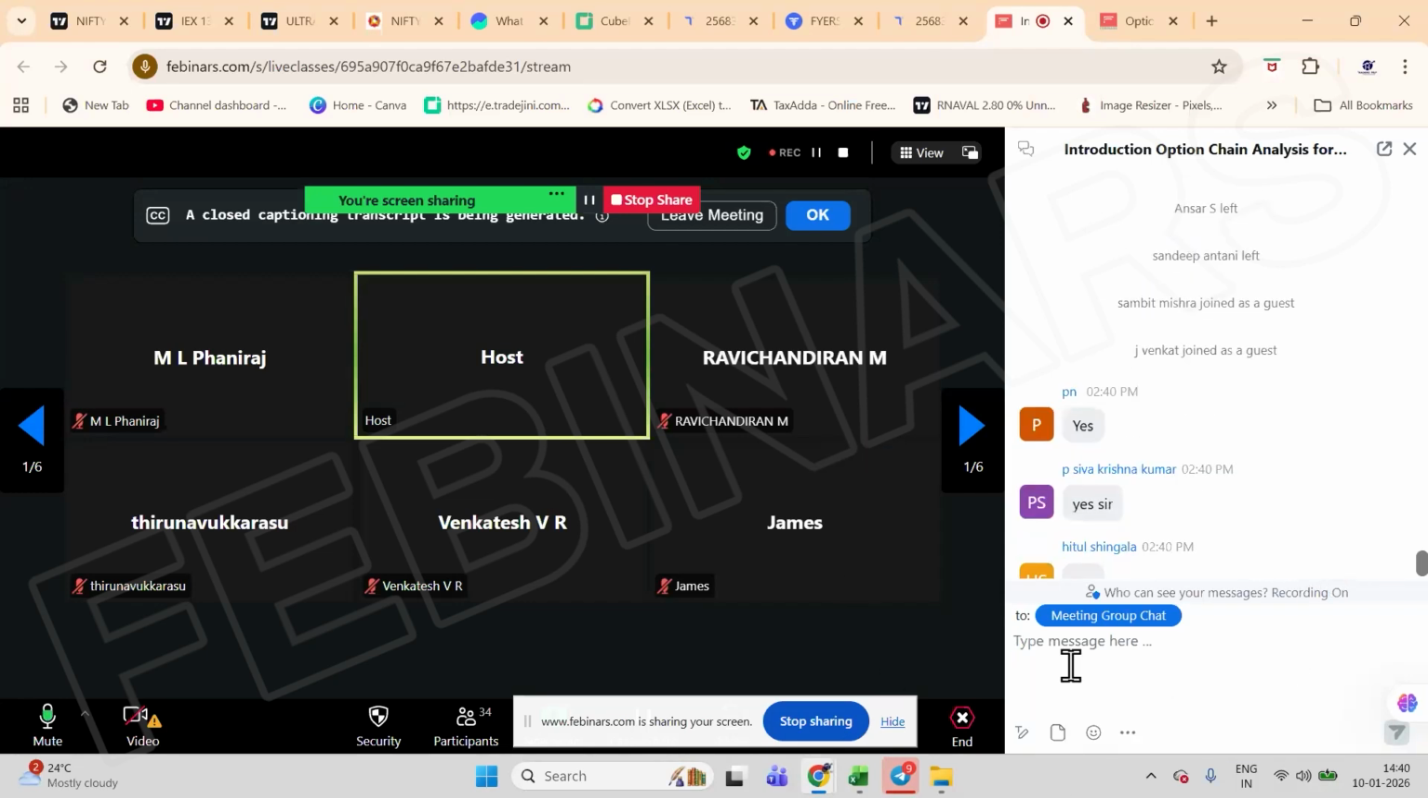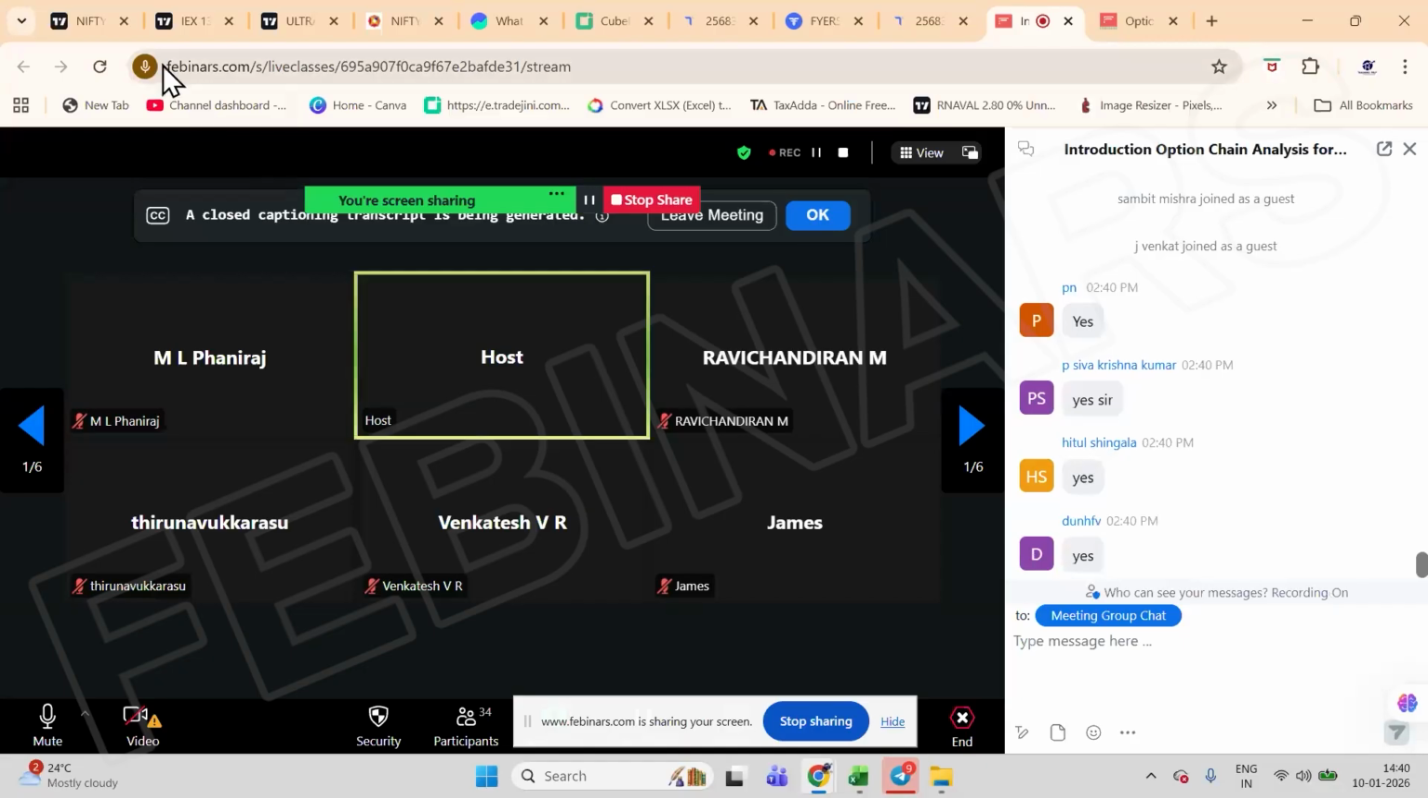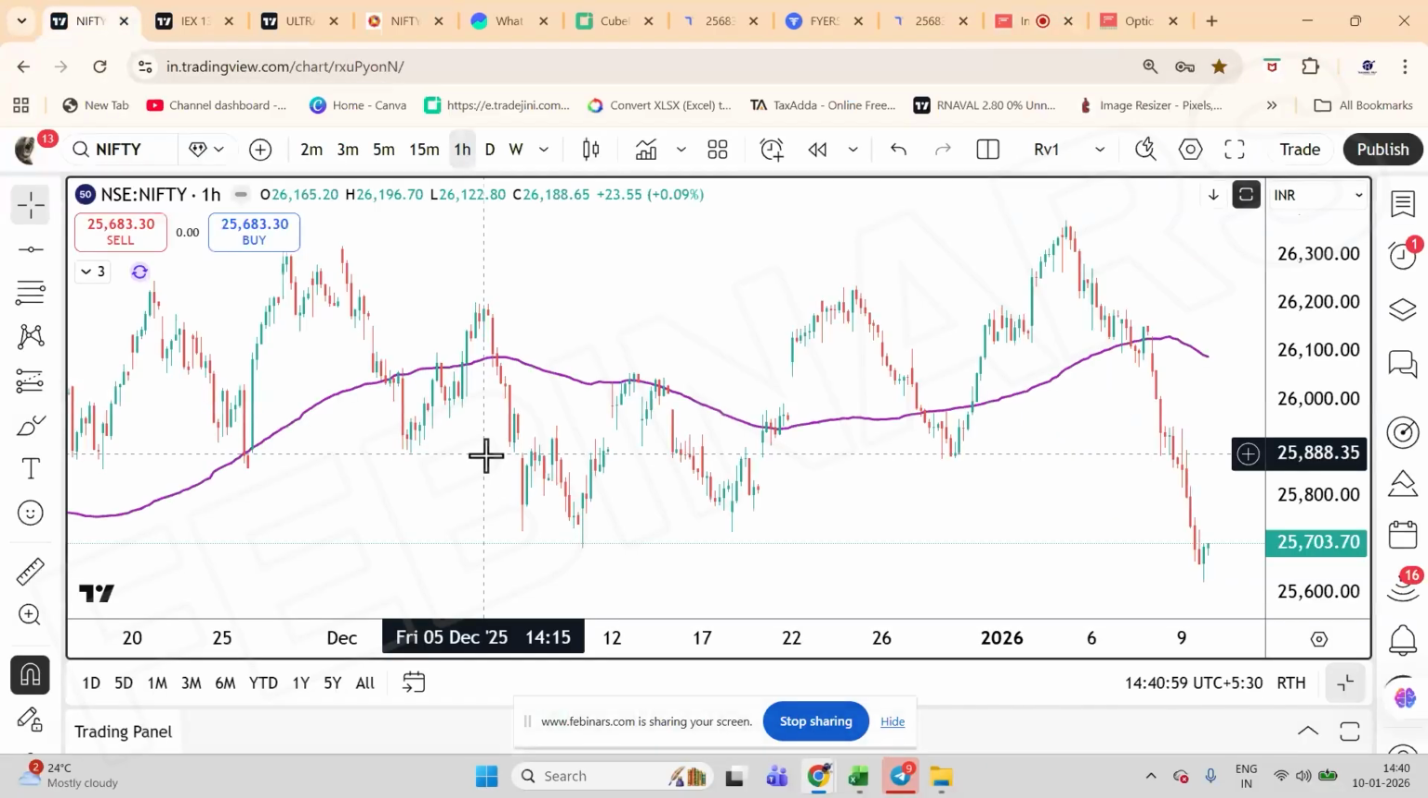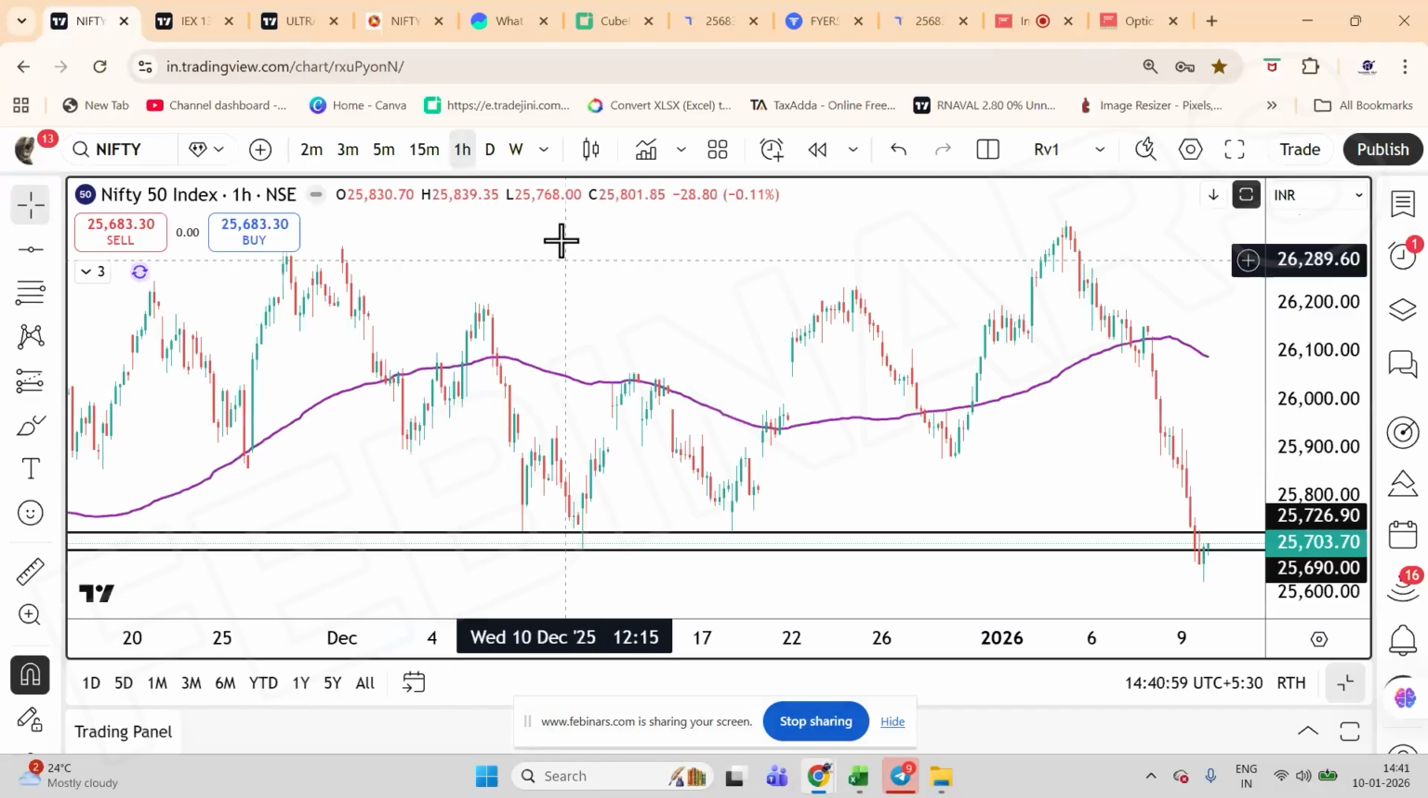Oh, great. Most of you are expecting how to plan your next week, where the markets are headed. So let's get into the Nifty analysis. Then any doubts, I'll come back again. So what is happening with the Nifty?